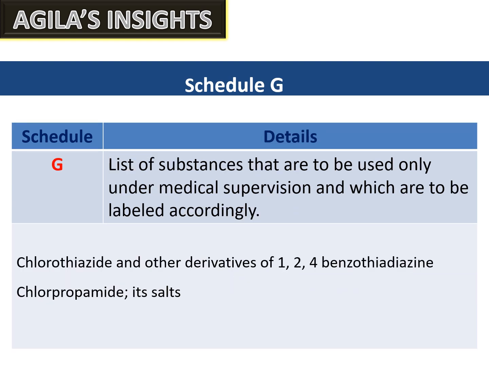Schedule G lists the substances that are to be used only under medical supervision and which are to be labeled accordingly. Examples are chlorothiazide and other derivatives of 1,2,4-benzothiazine, and chlorpropamide and its salts.